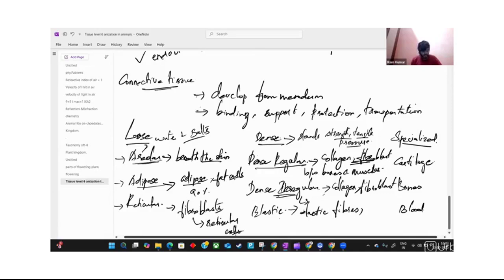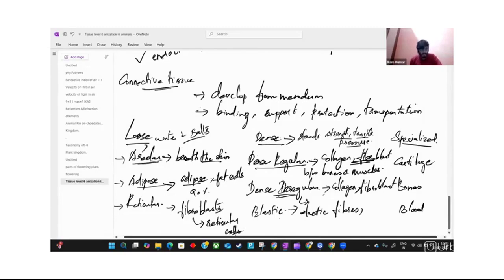Dense regular connective tissue primarily contains collagen fibers and fibroblasts in parallel bundles, and also has a few elastic fibers. It mainly attaches between muscles and bone to withstand tensile stress.